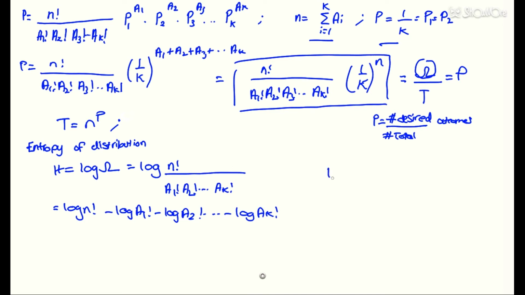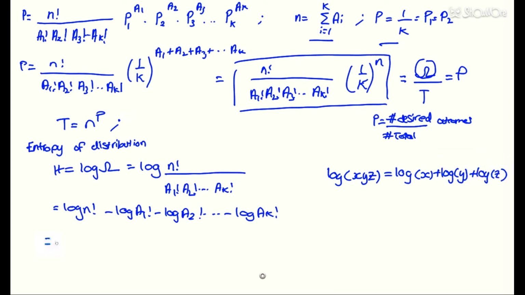for logarithm, that's log x y z is equal to log x plus log y plus log z.